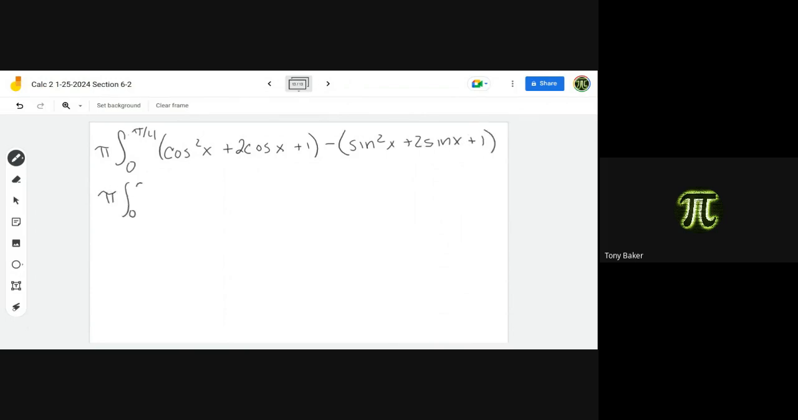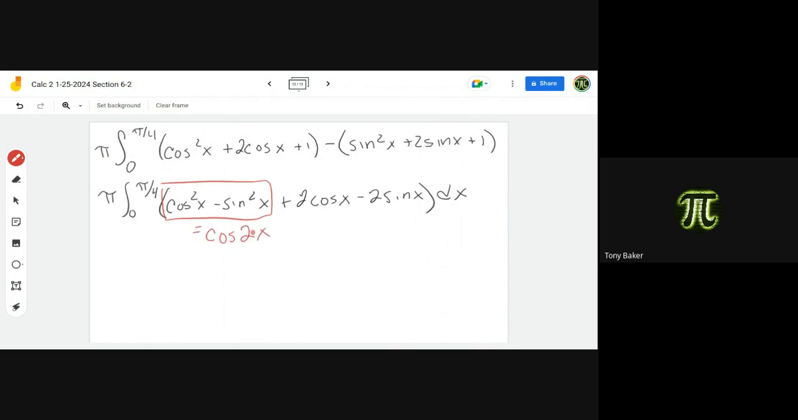So when we put it all together, I have cosine squared x minus sine squared x plus 2 cosine x minus 2 sine x, and that's it. And there are identities, right? Yes. So this one right here equals cosine 2x, one of the double angle identities. Well, I should have known that. That's okay.